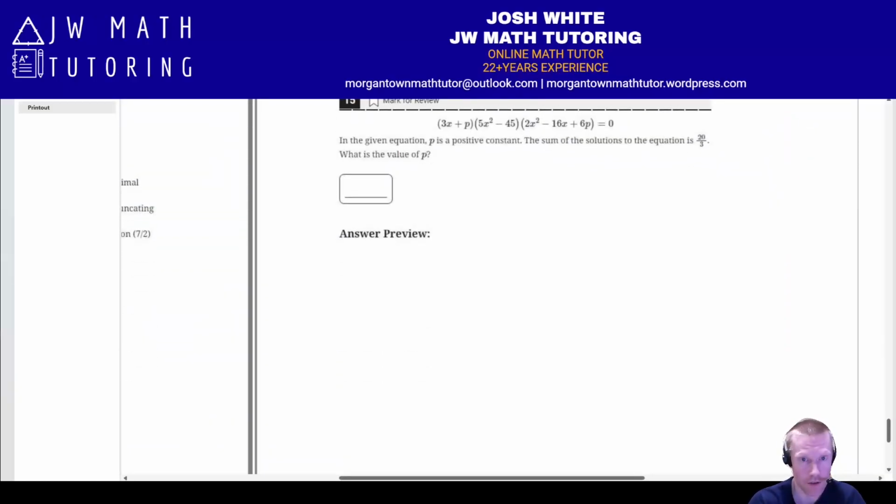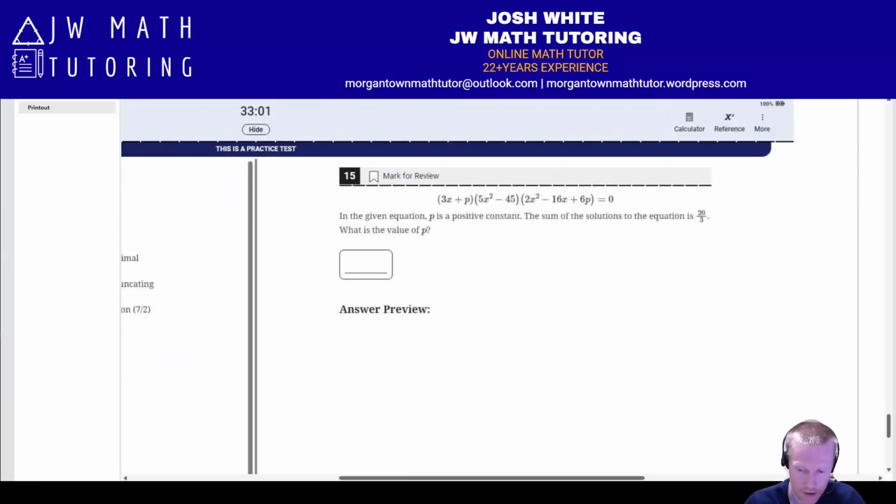All right, last question we have here is number 15. Again, practice test 3, module 2B. So in this question, it's actually not that bad, even though it looks quite complicated, because you can use the sum of solutions shortcut, negative b over a, to look at these two equations and determine what their sum of solutions is.